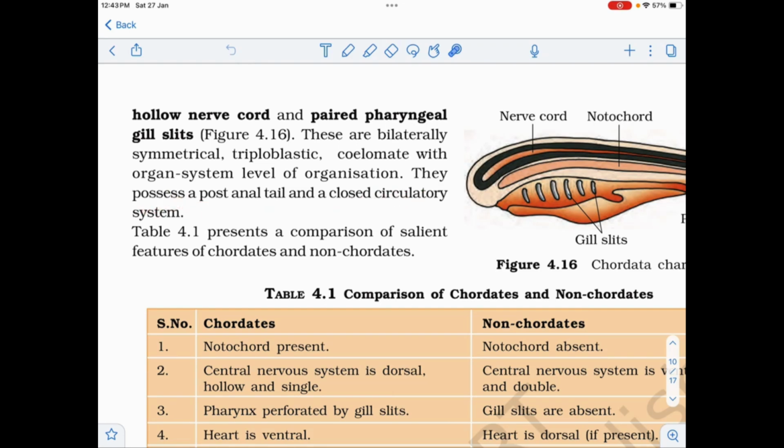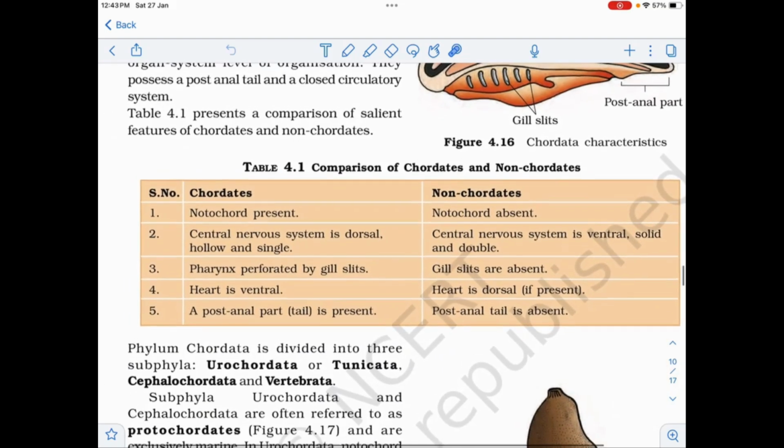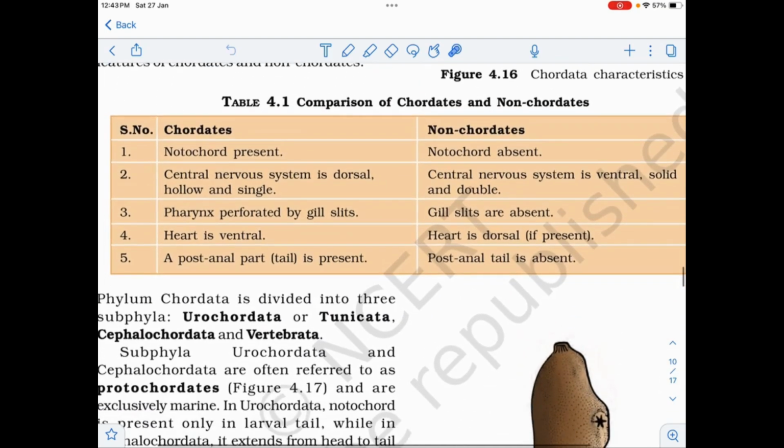Now the comparison of chordates and non-chordates. Chordates have a notochord, while non-chordates lack a notochord. The central nervous system is dorsal, hollow and single in chordates, while in non-chordates it is ventral, solid and double. Pharyngeal gill slits are present in chordates, while in non-chordates there are no gill slits. The heart is ventral in chordates, while in non-chordates the heart, if present, is dorsal. A post-anal tail is present in chordates and absent in non-chordates.